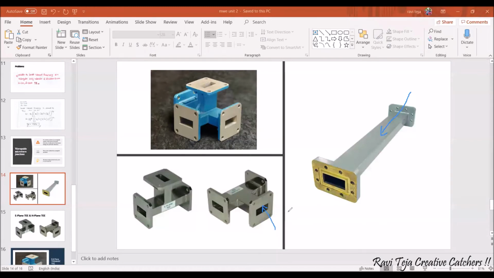has some of its own properties. So what are those properties? What happens when a microwave enters junctions? I will let you know all those things.